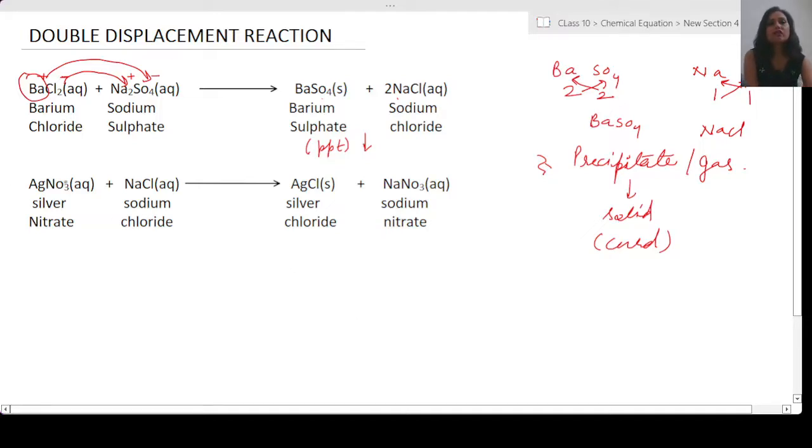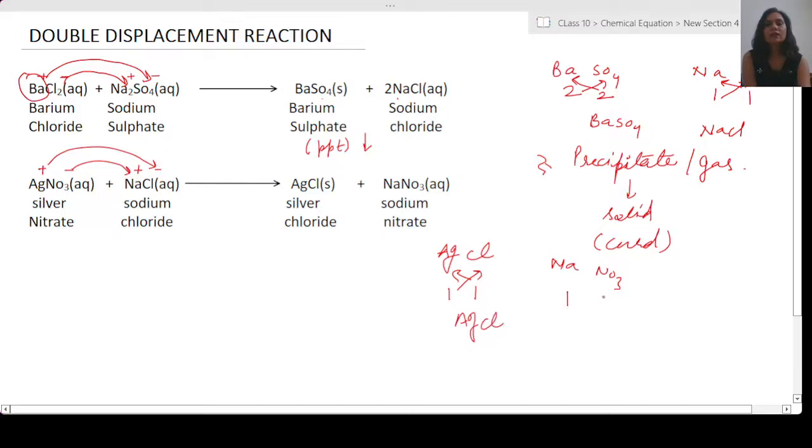Now similarly, AgNO3 and NaCl, they both are ionic compounds, and Ag is positive, NO3 is negative, Na is positive, Cl is negative. So Ag will combine with Cl here, and NO3 will combine with Na. For writing the correct formula, again you will be using the valency. Ag valency is 1, Cl valency is 1. They will go to their neighbors, so the compound formed will be AgCl.